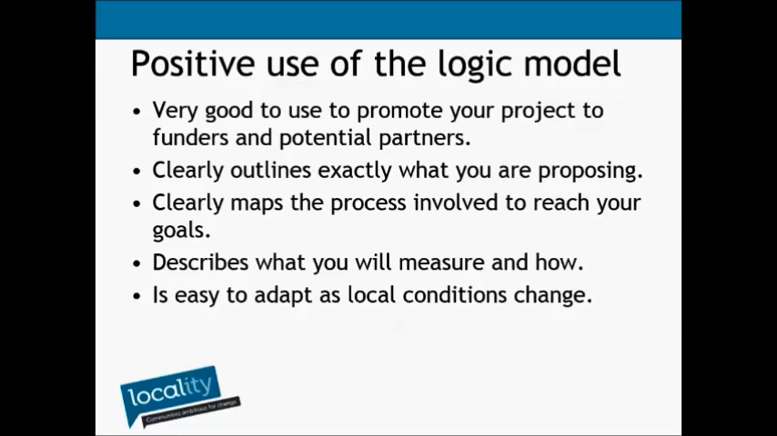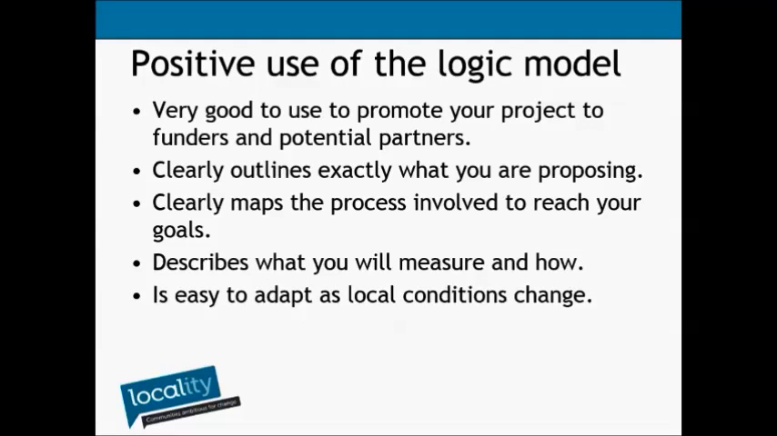Due to the lack of space, there's very little room for waffle, and you have to decide what stays in and what stays out. And generally speaking, what stays in is the important stuff. And it clearly maps the process involved to reach your goals. It's cyclical, it's logical. It also describes what you will measure and how. This includes financial resources, this includes number of outputs and number of deliverables, and it's easy to adapt as local conditions change.